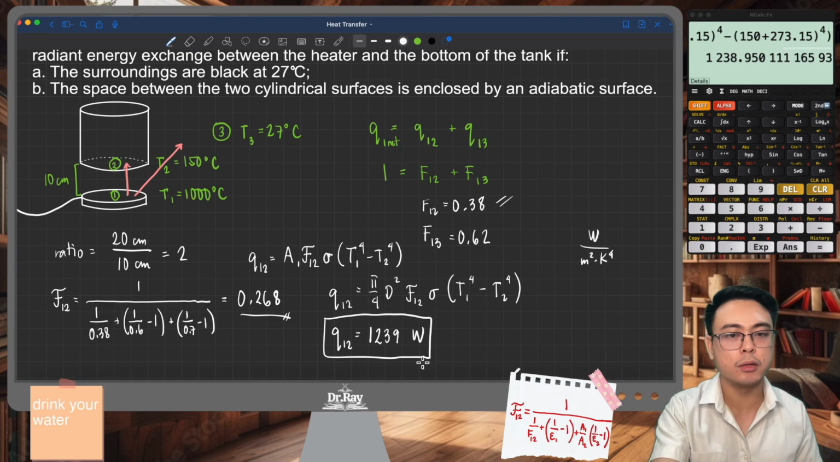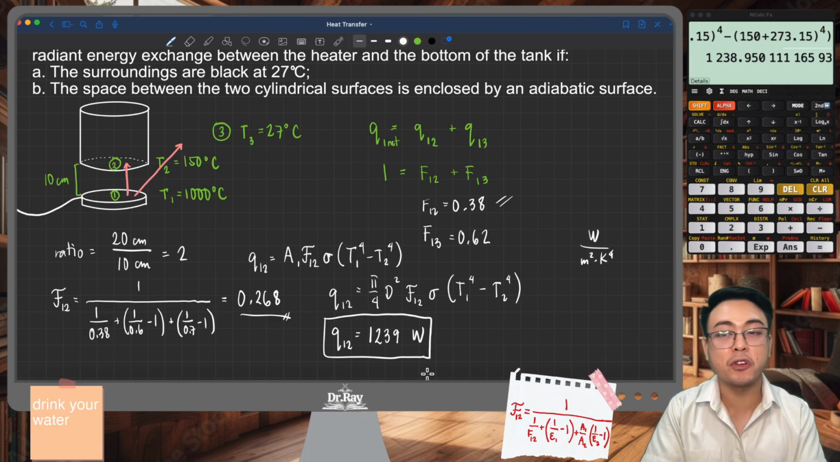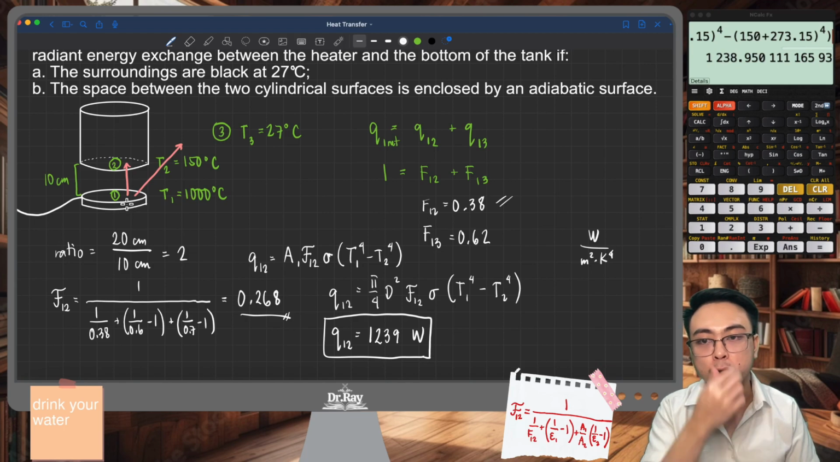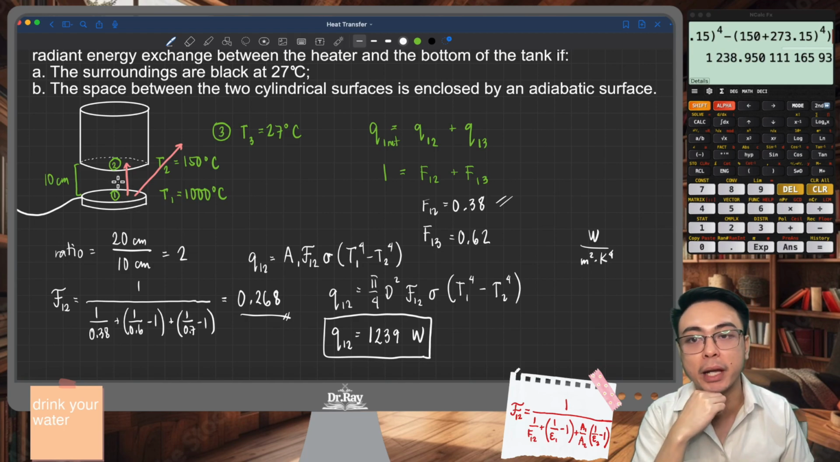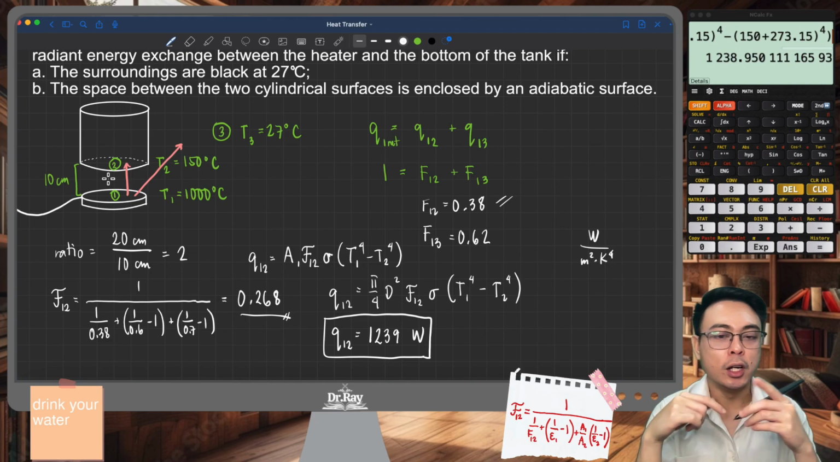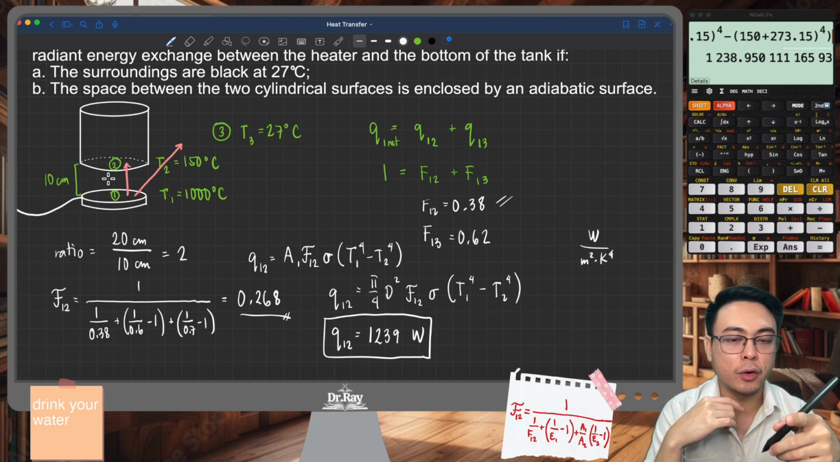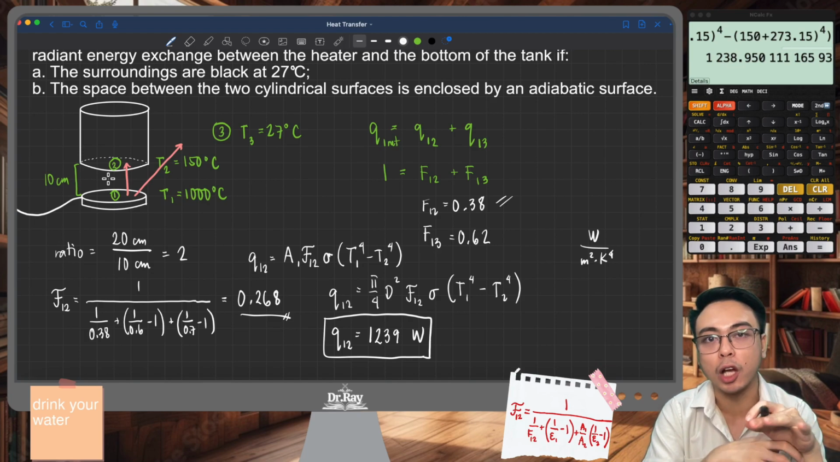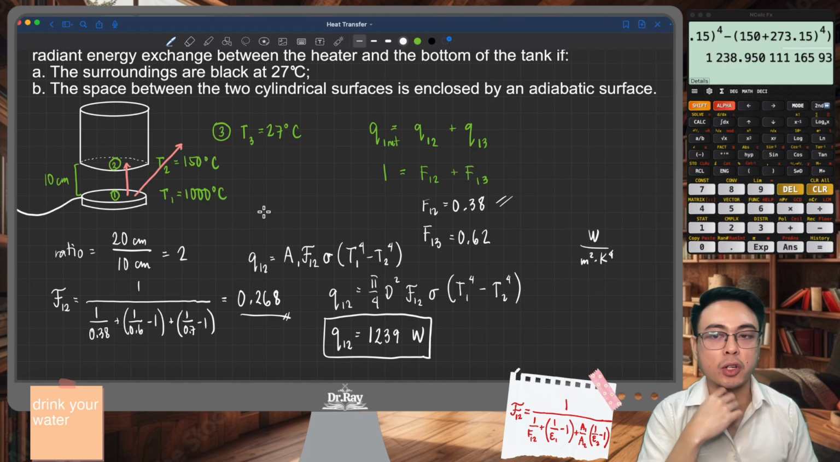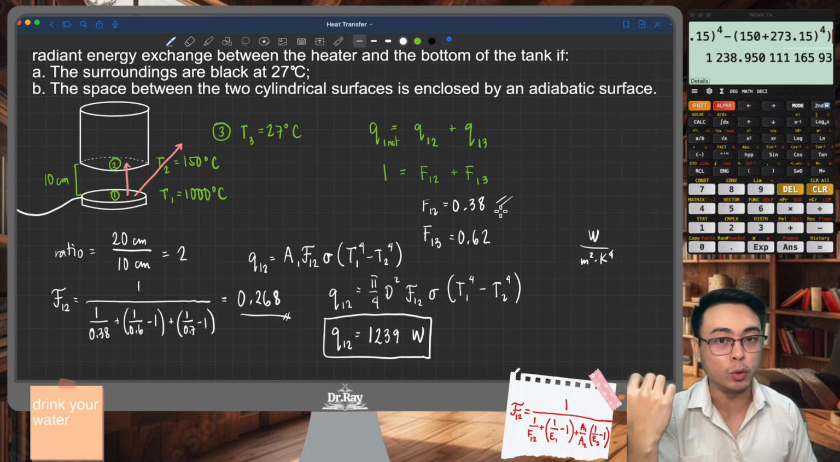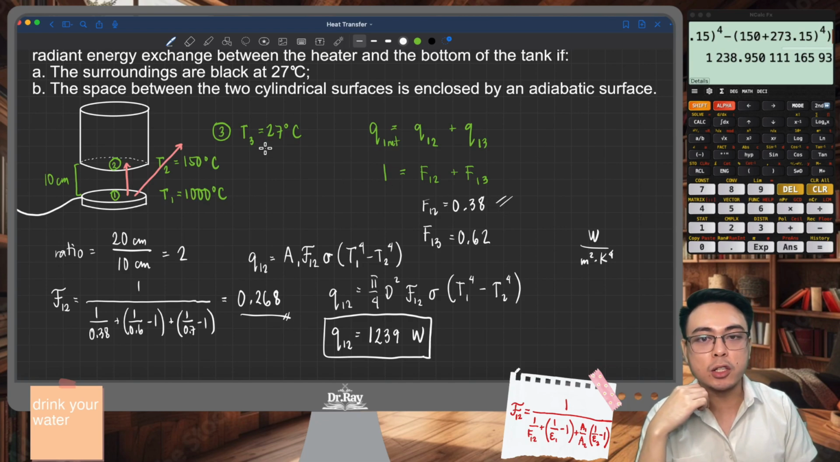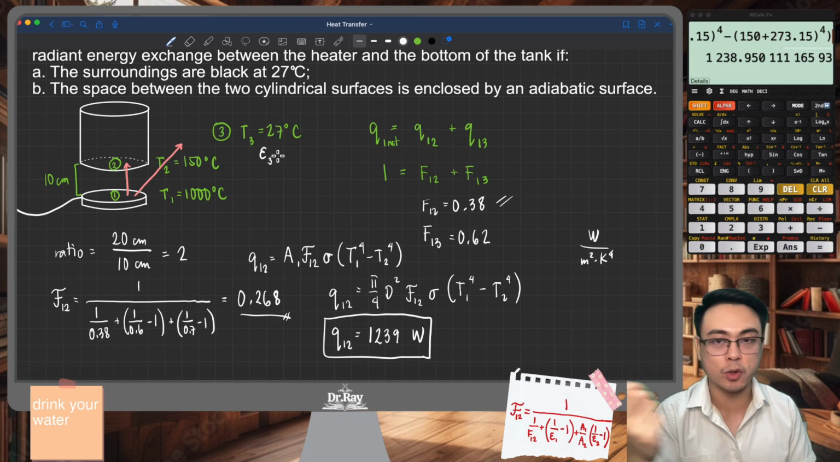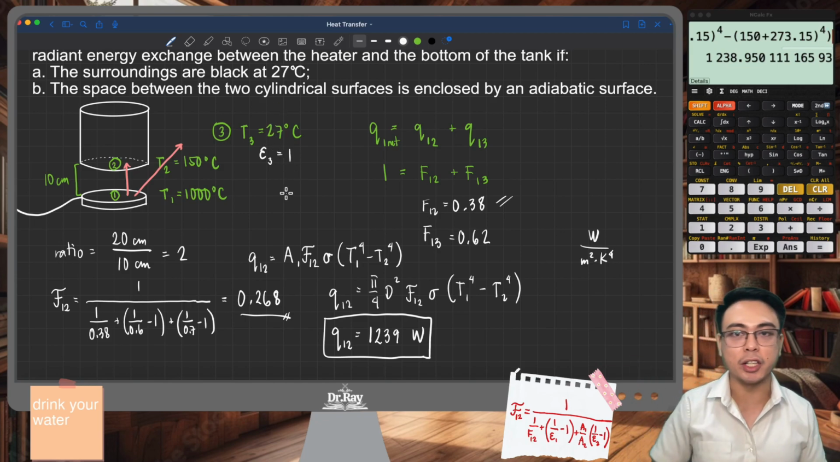This is only the portion of energy that leaves plate 1 and is intercepted by plate 2. Or we can also characterize this as the rate of radiant heat transfer between surfaces 1 and 2. It's not the total rate of heat transfer, right? Because there's still heat being lost to the environment. If you want to calculate that, you may do so as well. Just keep in mind that the emissivity of the third body of the surroundings is 1. It's a black body.